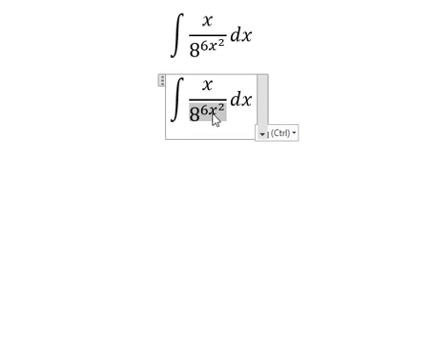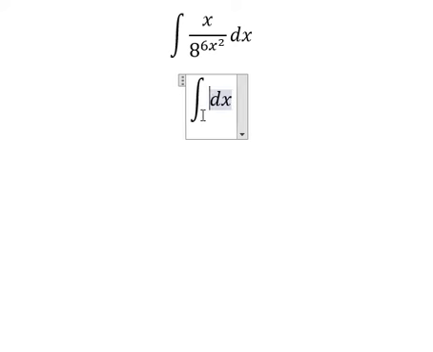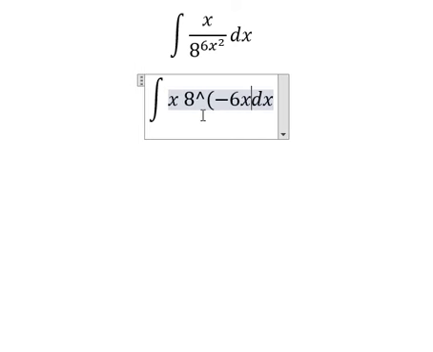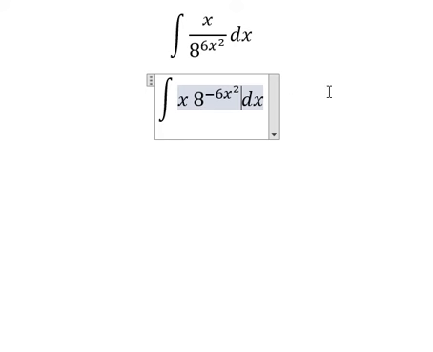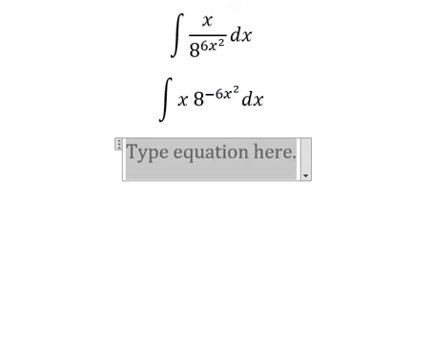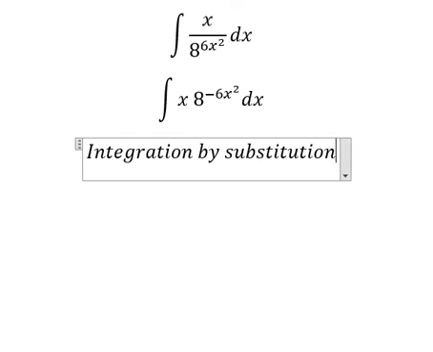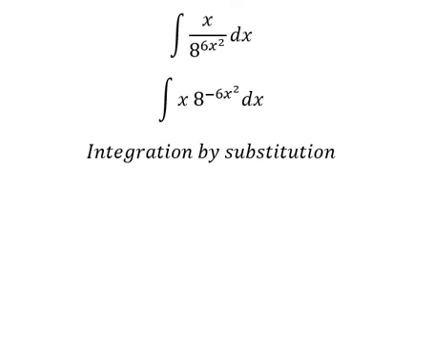If we want to put this one on the numerator, so we will put the negative sign in here. Next, we need to use integration by substitution. So I will put u equals to this one.